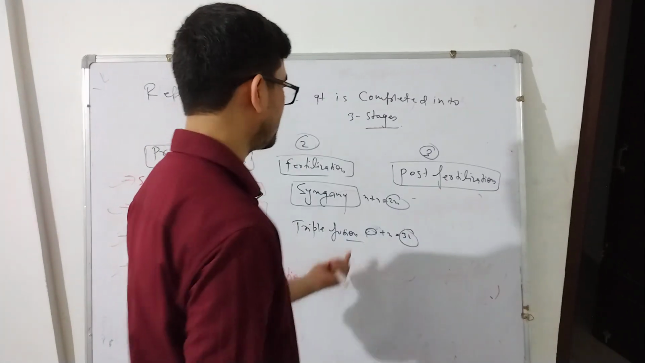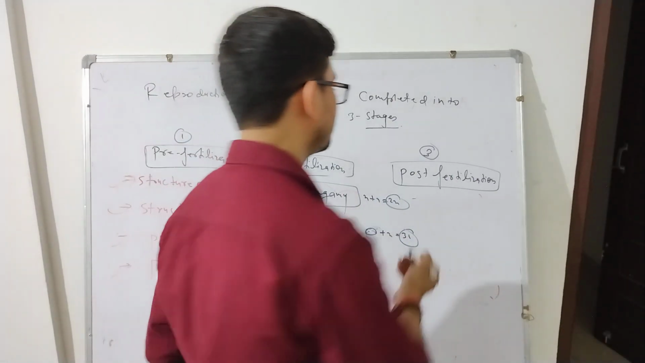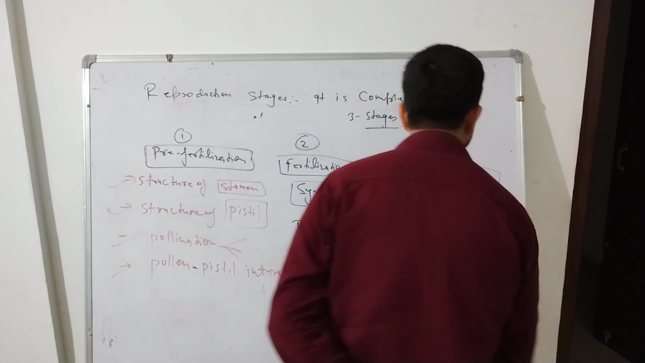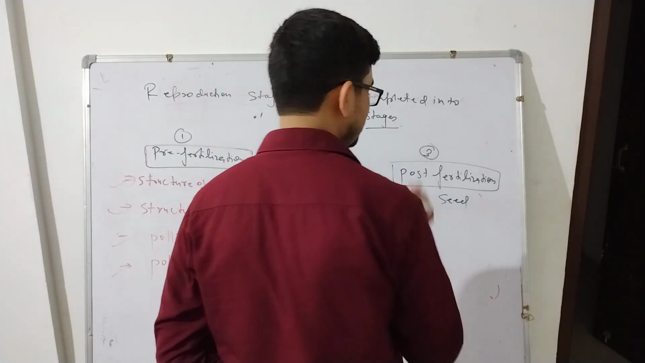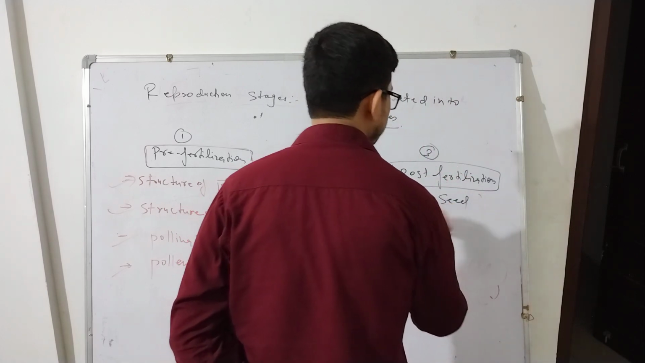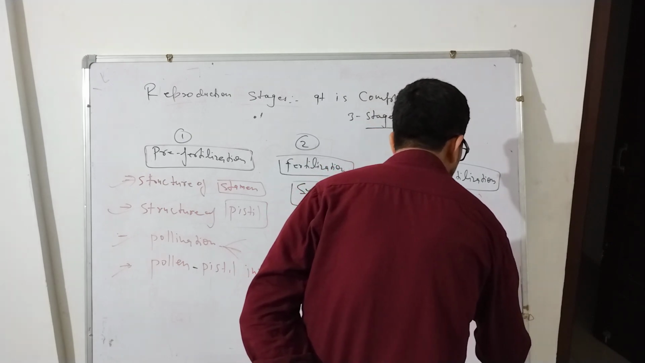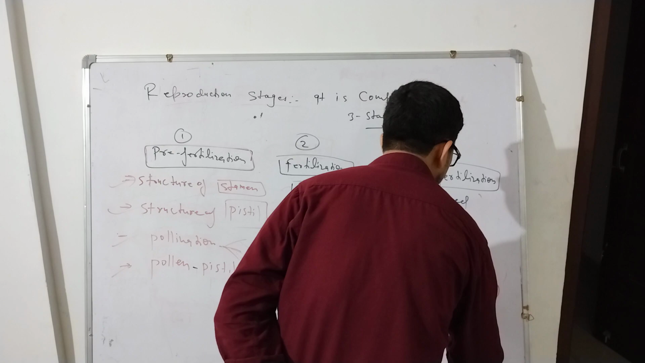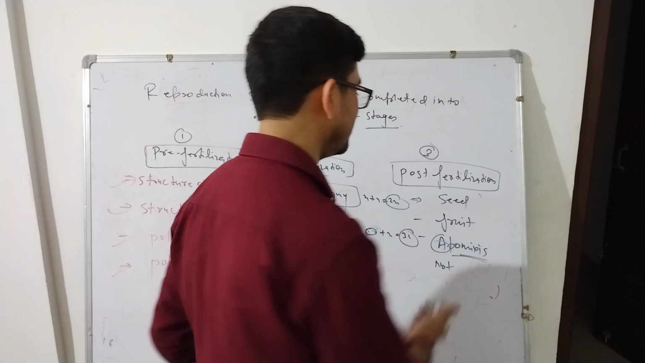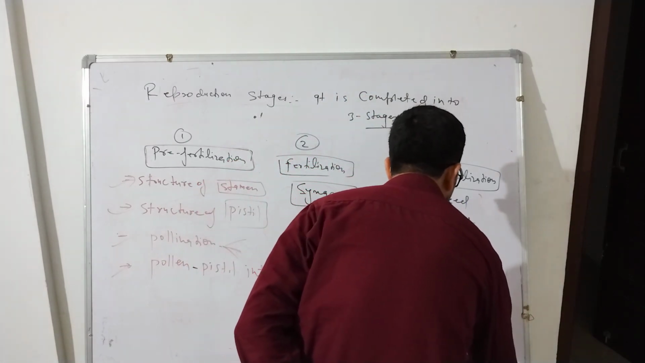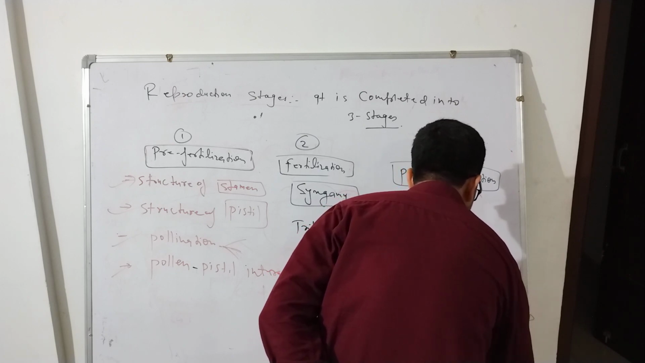And after fertilization, suppose the gametes have fused, here the zygote is formed, here the endosperm is formed. Then here the seed is going to form. In post-fertilization we can study seed, then fruit, and then apomixis. Apomixis: a means not, and mixis means fusion of gametes. Formation of seed without fusion of gametes is apomixis. Then the polyembryonic condition.